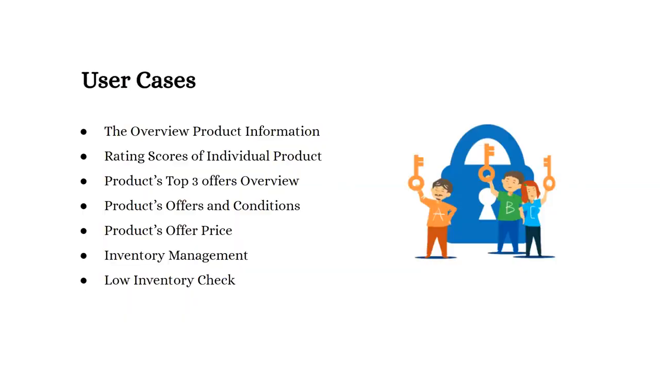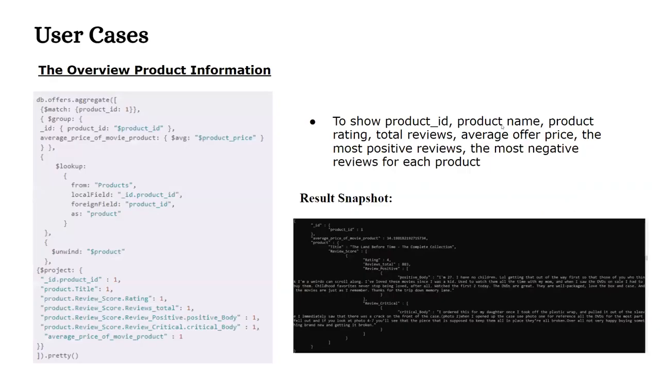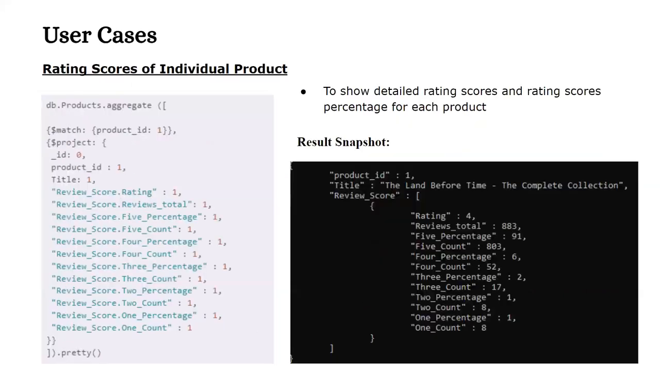Next, please. Let's talk about the use cases. We have 7 use cases for product information, offers, and inventory management. Next, please. First, we have the overview of product information. Users can get product information such as product ID, product name, rating, reviews, and average offer price of each product. From the results snapshot, we can see all the information and even the most positive reviews and most negative reviews here.